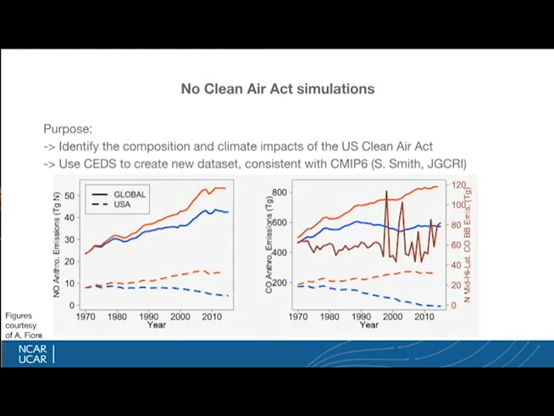So we've been working with Steve Smith again, and we asked him to create a new data set that is consistent with CMIP6, so we can all reuse the CMIP6 historical simulations as the counterfactual. Here the red is the No Clean Air Act, and the blue is the standard CMIP6. Both for the global and the US, but in this case, the difference is only over the US. So this delta here is the same as the delta there.